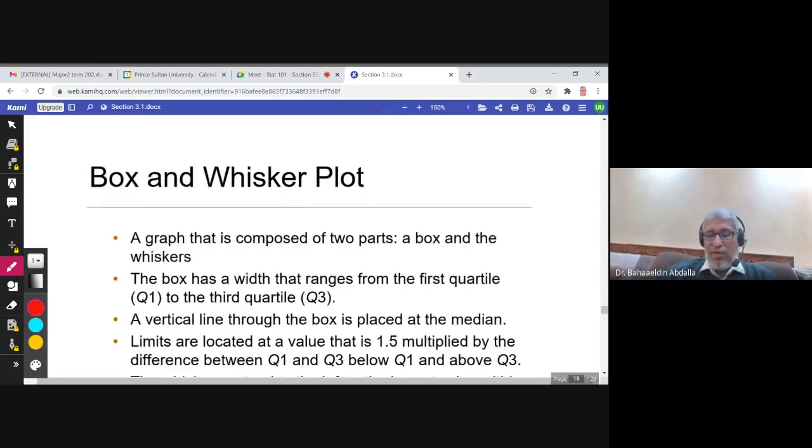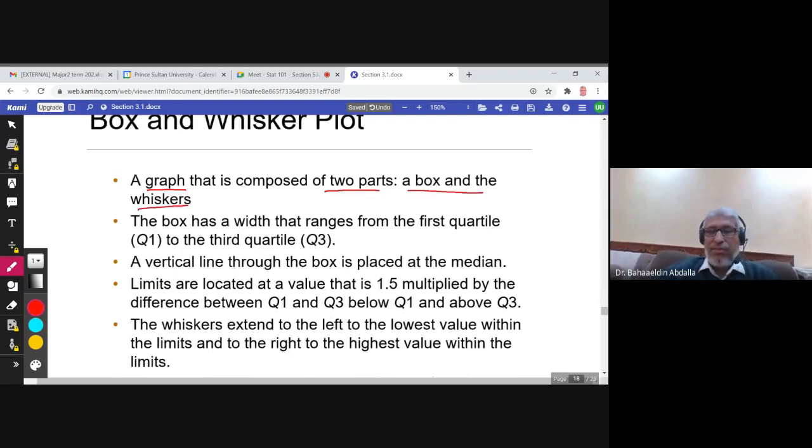Let us go now to the Box and Whisker plot, and please pay attention to it. We need the quartiles to graph the Box and Whisker plot. It's a graph which is composed of two parts, Box and Whiskers. The Box, as I mentioned to you earlier, has a width that ranges from the first quartile to the third quartile, and a vertical line through the box is placed at the median.